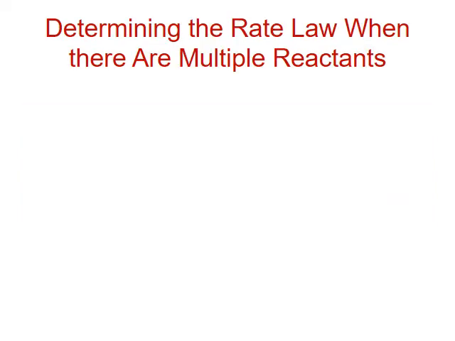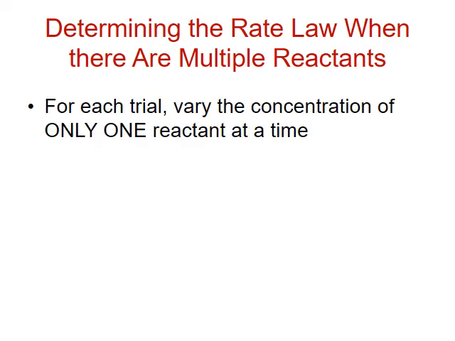So all of our previous examples had only one reactant. But how do we determine the rate law when we have more than one reactant present? So you'll still do trials, varying the initial concentration and measuring the rate. But for each trial, you have to make sure that you vary the concentration of only one reactant at a time.